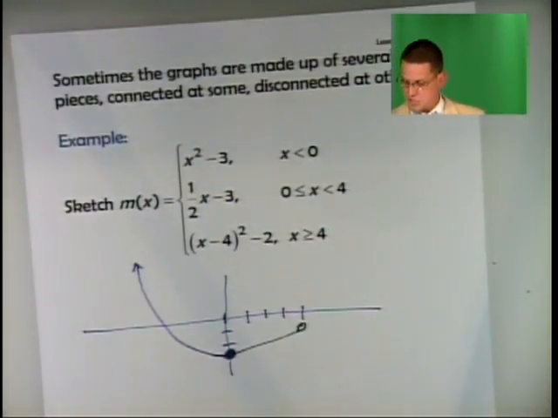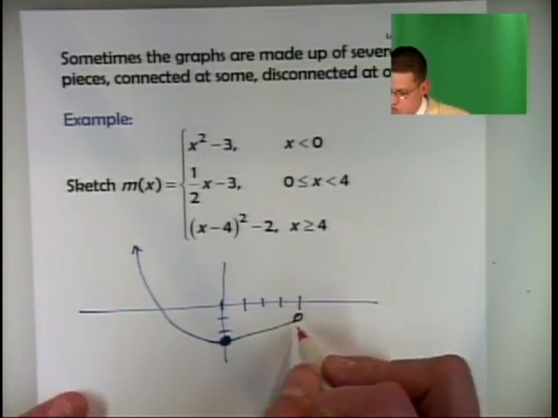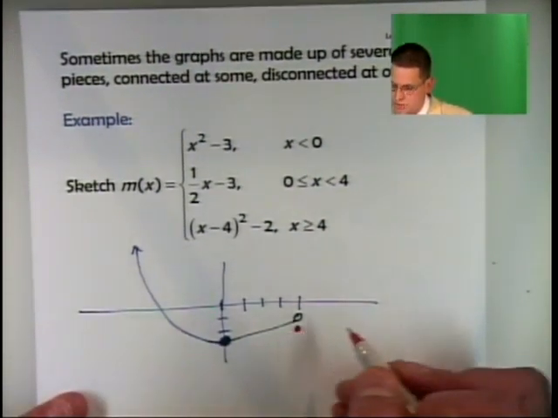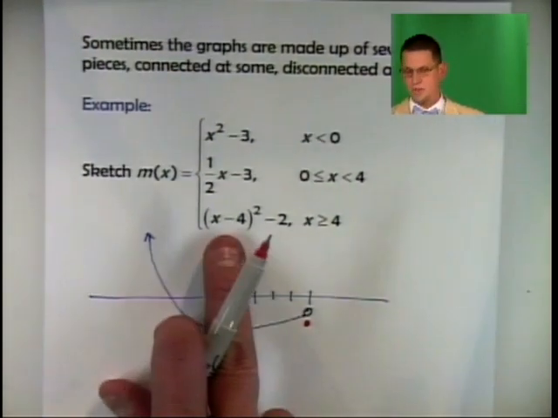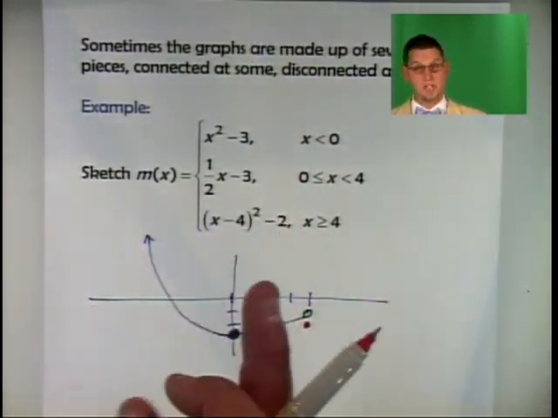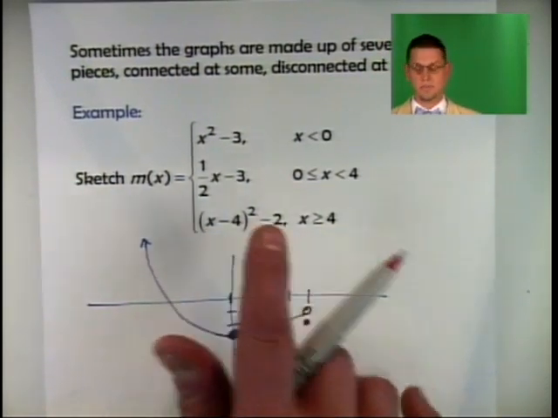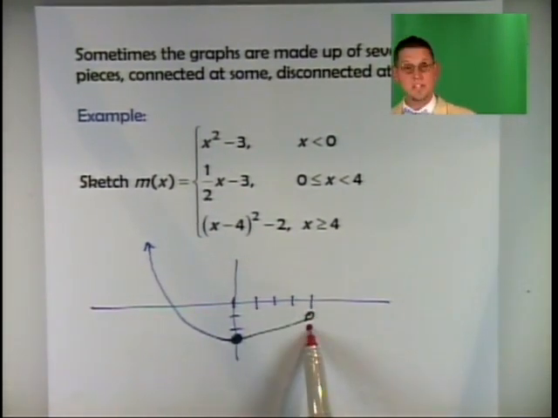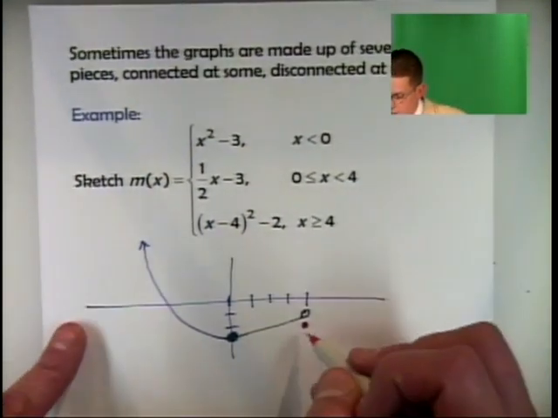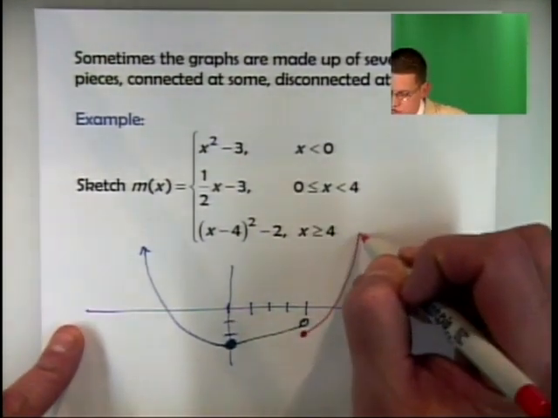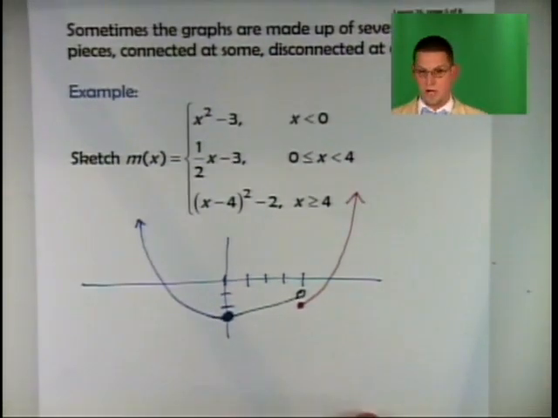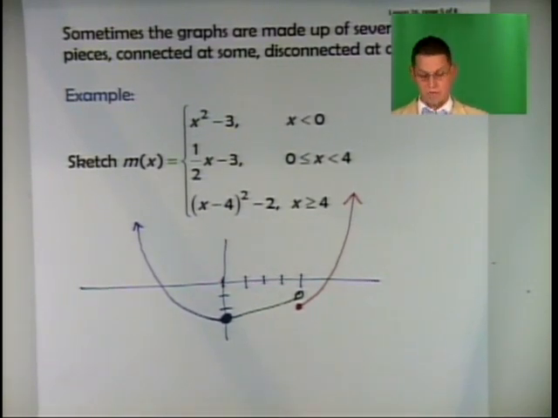So notice this last piece, it does not meet up. It starts down here, and that's where the equal sign is, so that's where I'll put a solid dot. Now, notice this is also a parabola, and it's in transformation mode. The vertex is moved to the right 4 and down 2. Well, right 4 and down 2, this is the vertex. It's a parabola opening up, so I can just kind of sketch another parabola going off that direction. So this is what the piecewise function looks like.